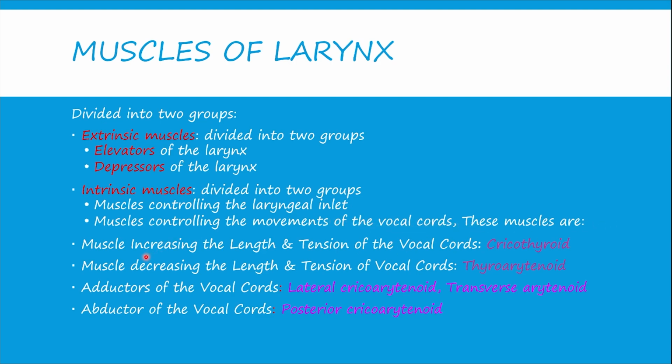These muscles are: the muscle increasing the length and tension of the vocal cords called cricothyroid, the muscle decreasing the length and tension of the vocal cords called thyroarytenoid, the adductors of the vocal cords, which are the lateral cricoarytenoid and the transverse arytenoid, and the abductor of the vocal cords, which is the posterior cricoarytenoid.